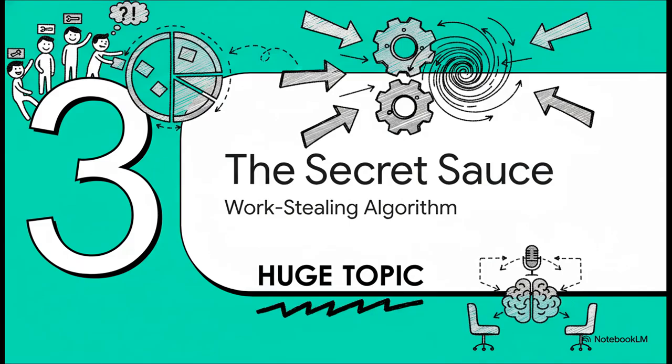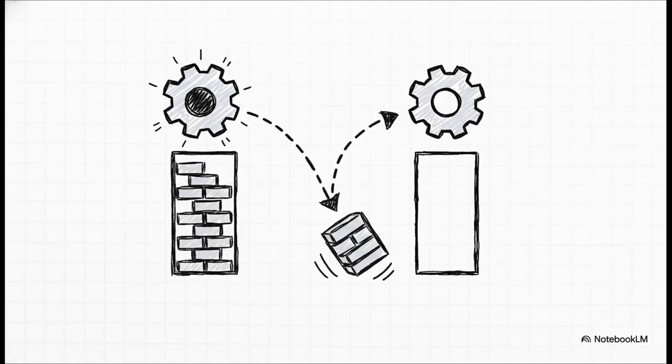Now, this all sounds pretty cool, but what makes the fork/join framework so much more efficient than, say, a regular thread pool? Well, the answer is its secret sauce, a really clever algorithm called work stealing. And trust me, this is a huge interview topic. So how does this work stealing thing actually work?